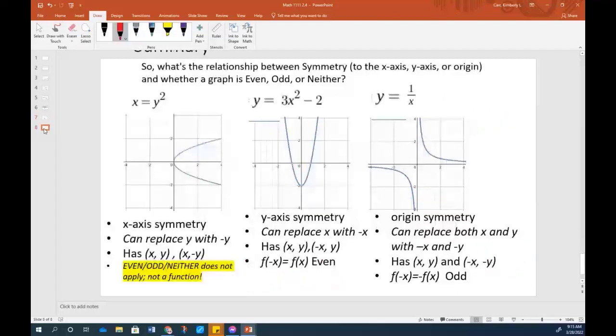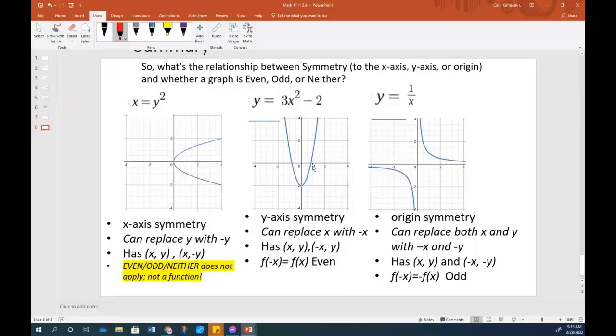Well, here's a kind of a summary slide, and this is kind of a key one. You might want to take a picture or take a snapshot, screenshot of this slide. On y-axis symmetry, down here underneath this very first graph, you can replace the y with negative y and get the exact same x value. However, even, odd, and neither does not apply at all because this one is not a function. It fails the vertical line test for an x value. It has more than one y value. So we're never going to talk about even, odd, or neither with that particular case.